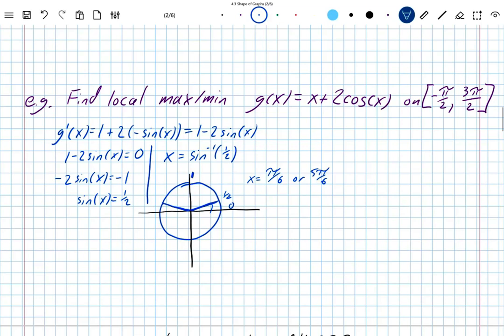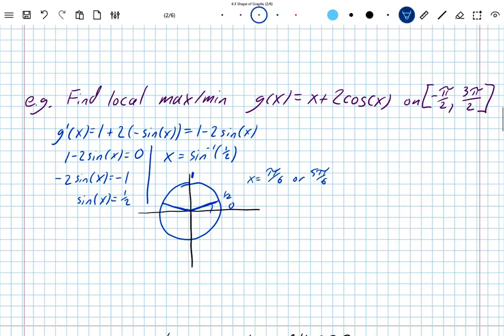Negative pi over 2 is down here. So all my y values are negative all the way down to negative pi over 2, so it's not going to be any of those. My y values are positive in here, and then all the way to 3 pi over 2. So we don't need to worry about that quadrant at all. It really is just these two values. Okay. Yep, so that's them. Those are the only two I need to worry about.